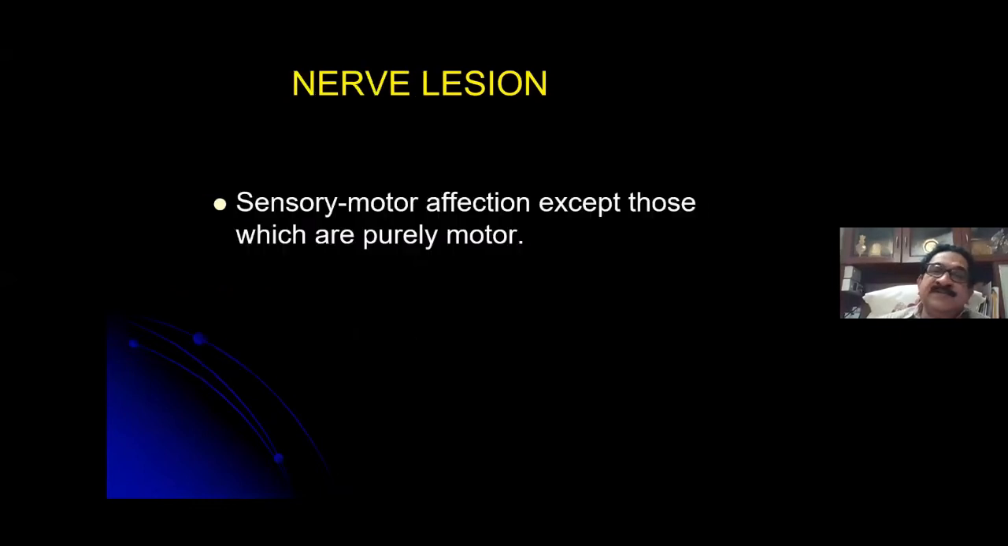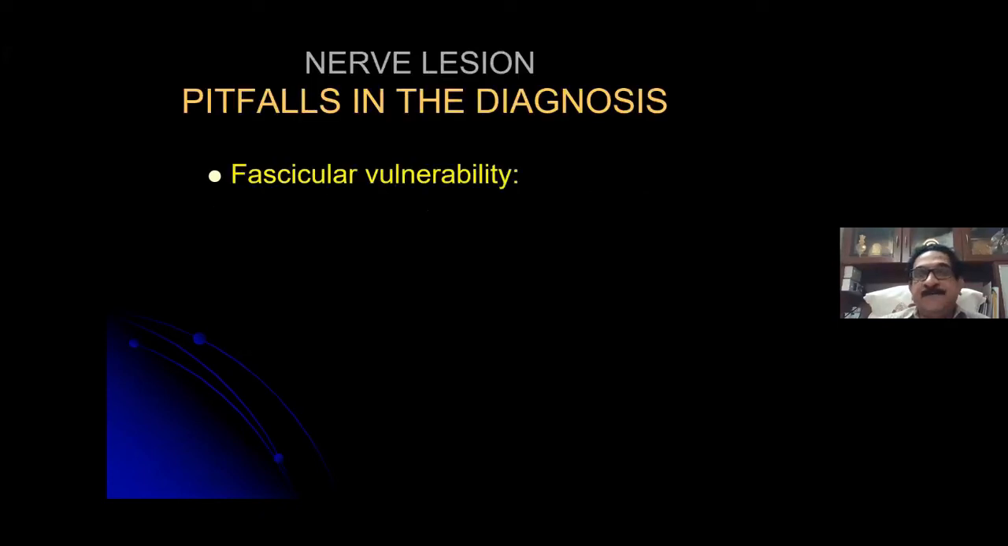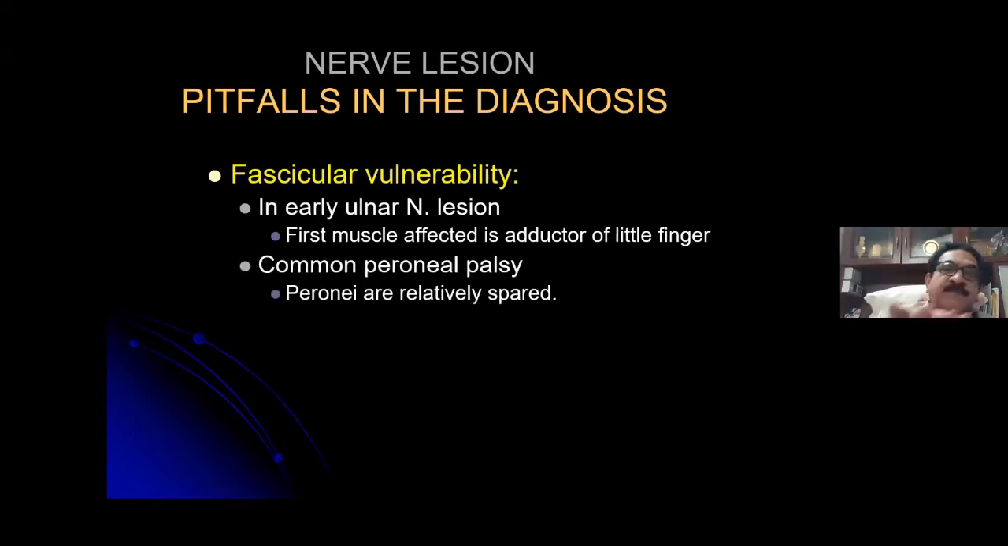Now come to the nerve lesion: the sensory motor affection, except those which are purely motor, and the muscle involvement and sensory loss follow the distribution of the territory of the corresponding nerve. Here, certain pitfalls you should be aware of. In a nerve lesion, you need not necessarily get all muscles supplied by the nerve involved. For example, in early ulnar nerve lesion, the first muscle affected is the abductor of the little finger, the so-called Wartenberg sign, the little finger will jut out like this. So when the patient puts the hand in the pocket, only the little finger will come out.